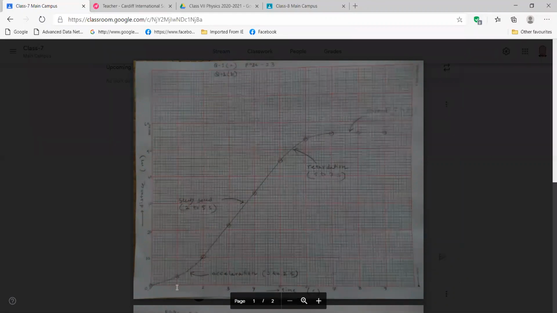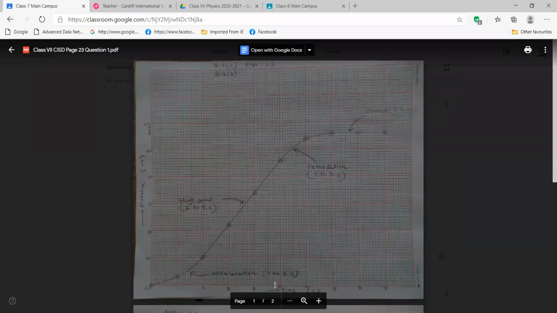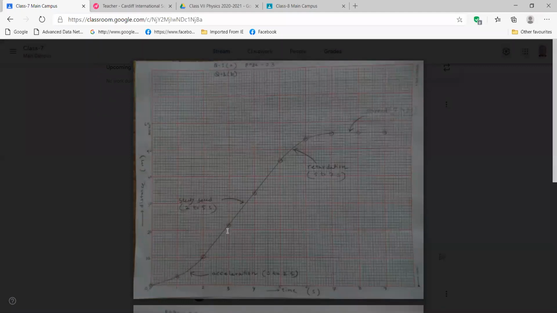For 1 second it is 3. For 2 seconds it is 10. For 3 seconds it is 12, right? Then 4 seconds, 22. Okay, 22, very good. Then for the next second, how much is it? 55.